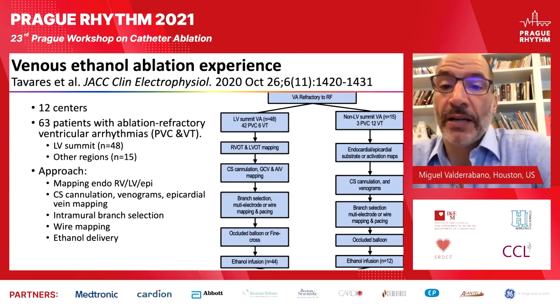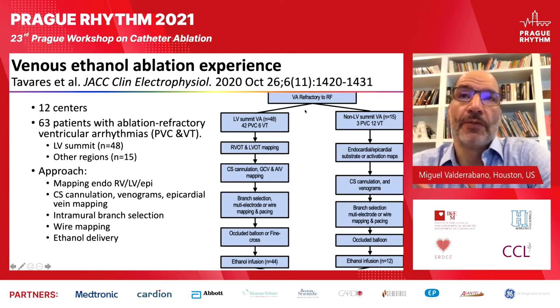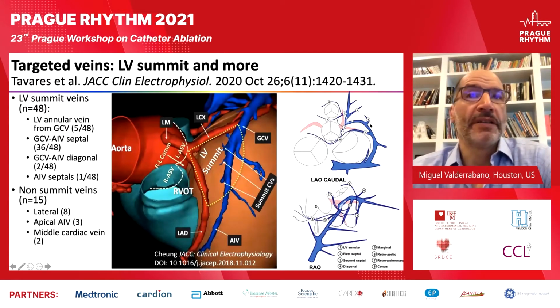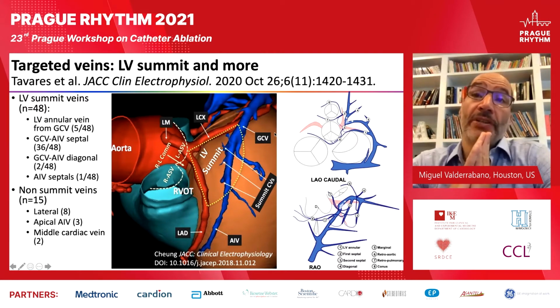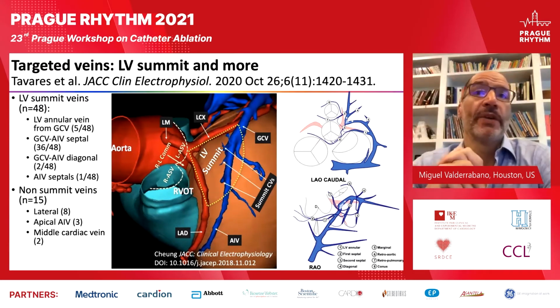All in all, we had 48 LV summit PVCs or MDTs, and the strategy was similar for non-LV summit as well. I will focus mostly on the LV summit data. Like I said, it was 48 cases, and it's important when we target the LV summit venous anatomy to understand it. And this is what actually has been hardest for me, to come up with a set of fluoroscopic views that demonstrate the anatomy and to actually understand the anatomy.